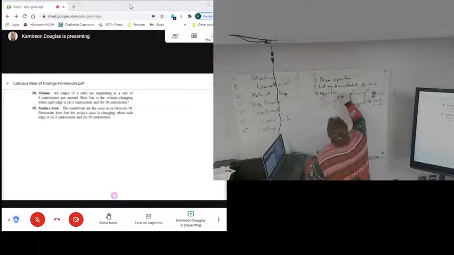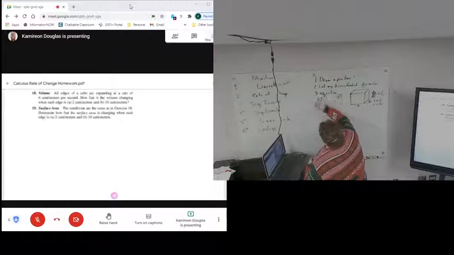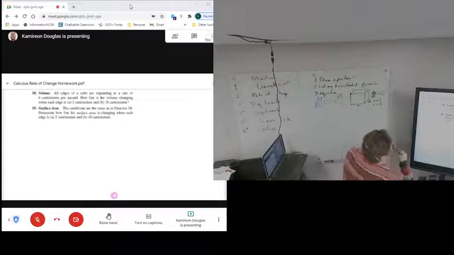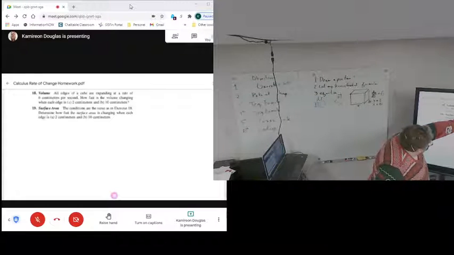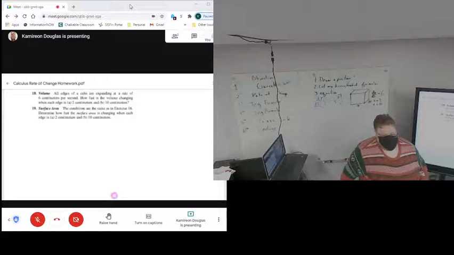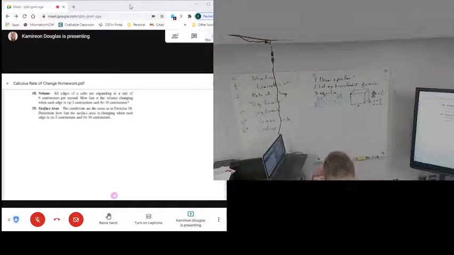Take the derivative with respect to time. What gives away we should do it with respect to time? Centimeters per second. Centimeters is the distance. That's our x value, the distance. Seconds is time. So dx dt.